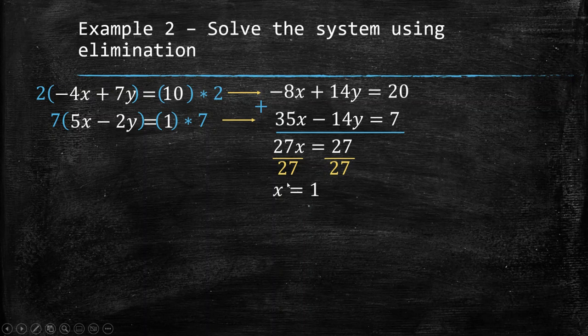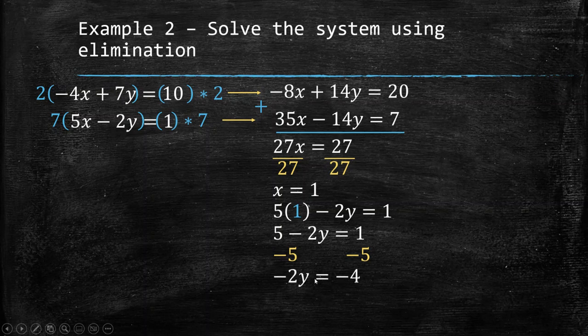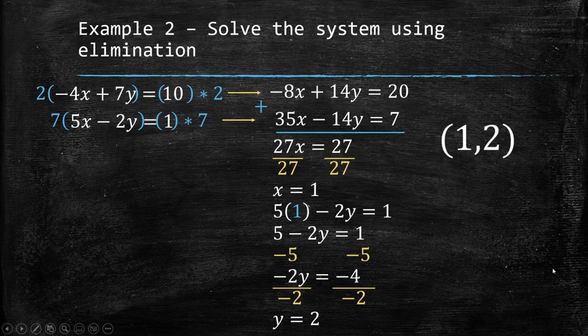Then again, with this value that I found, I'm going to resubstitute it into one of my equations. I chose the bottom equation this time. 5x minus 2y is equal to 1. Well, 5 times 1 is just 5. 5 minus 2y is equal to 1. You subtract 5 from both sides. 1 minus 5 is just negative 4. So I get negative 2y is equal to negative 4. And then to solve for y here, of course, guys, we divide by negative 2. And negative 4 divided by negative 2 is positive 2. So I have x equal to 1, y equal to 2. My ordered pair solution to this system of equations using the elimination method is the point (1, 2).